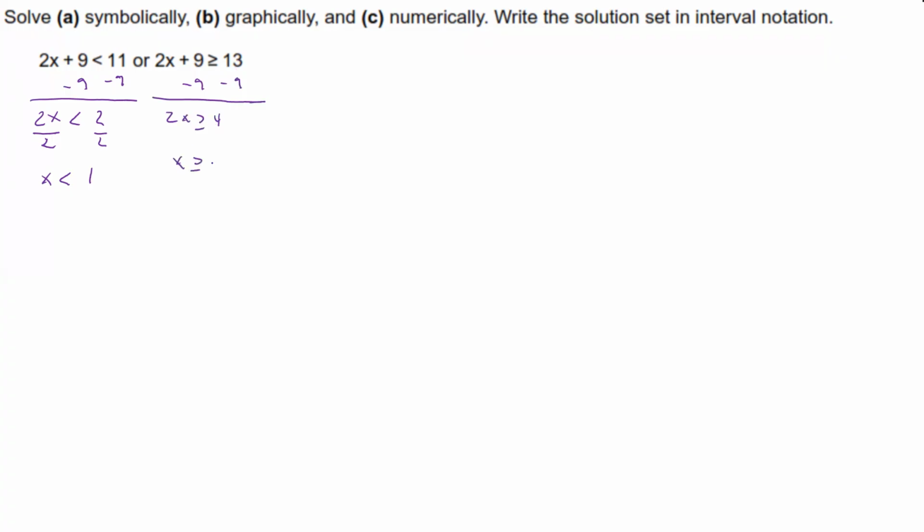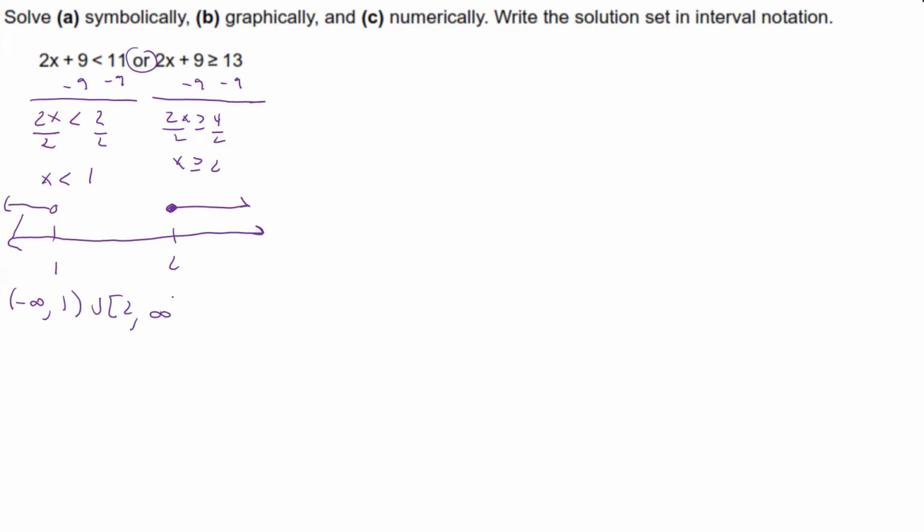X is greater than or equal to 2 after we divide by 2. I guess I left that step out. All right, so if we graph this, that's probably going to be the easiest thing numerically here. So here's our 1, here's our 2. It's going to be x greater than or equal to 2 or x less than 1, because we have the "or." And so it's going to go from negative infinity to 1, parenthesis, union, 2 to positive infinity.